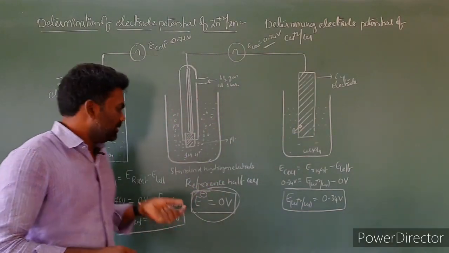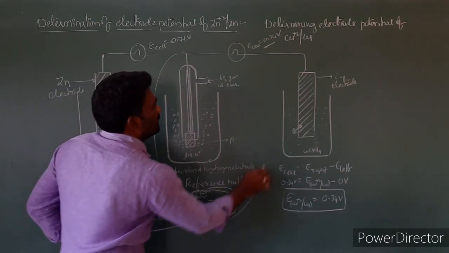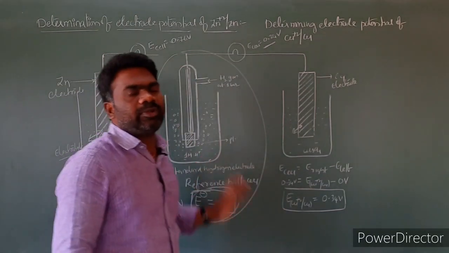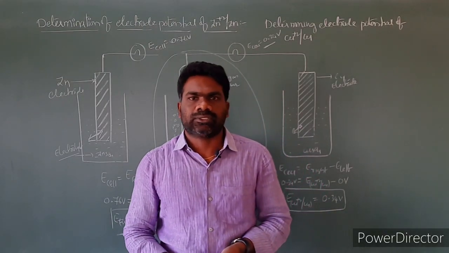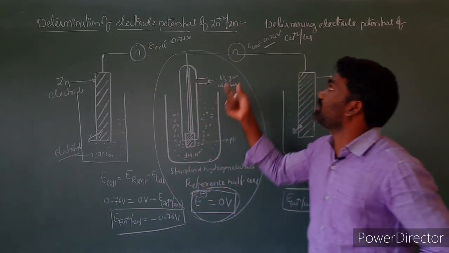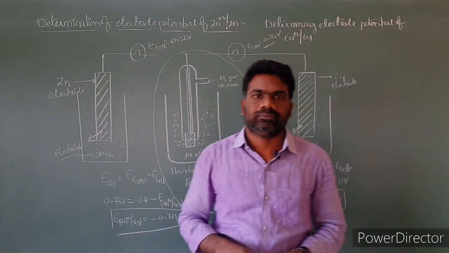So like this. This hydrogen electrode we are labeling as a reference electrode. By taking this one, we are able to find out electrode potentials of any other electrodes. So this is the determination of electrode potential of zinc and the determination of electrode potential of copper.